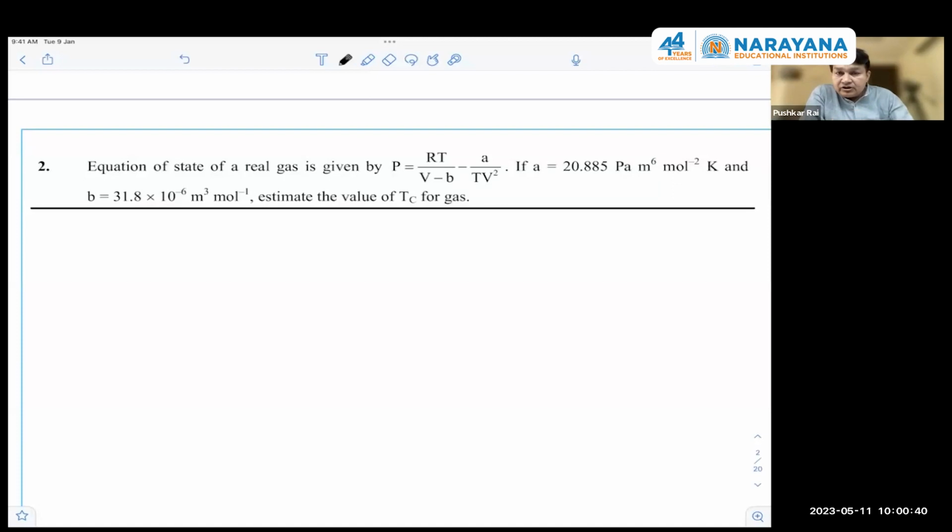The second equation is the Berthelot equation. See it carefully. The van der Waals equation is not the only equation. P is equal to RT upon V minus b, minus a upon T V square. So that means in this case, this a is T dependent. But van der Waals made a mistake. He has taken a to be independent of temperature. That is why the van der Waals equation is not a very perfect equation. So the slight modification was done by Berthelot. So I've taken one example of this Berthelot equation and given a problem on this one.